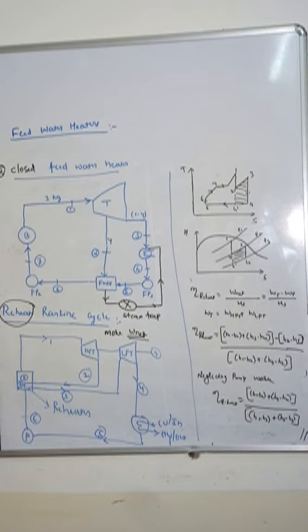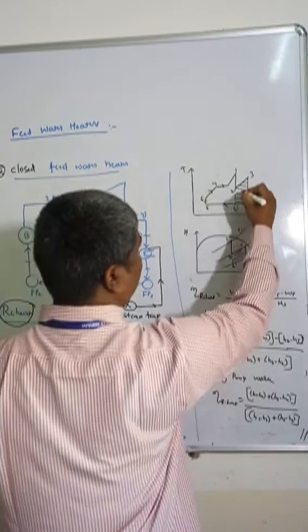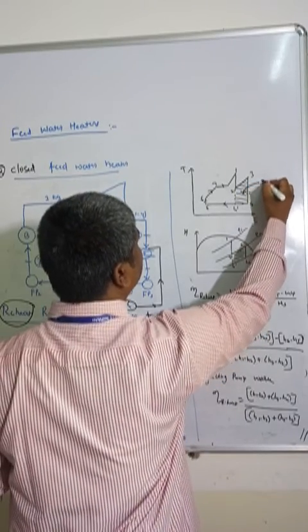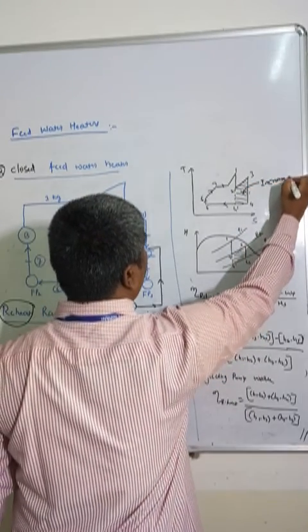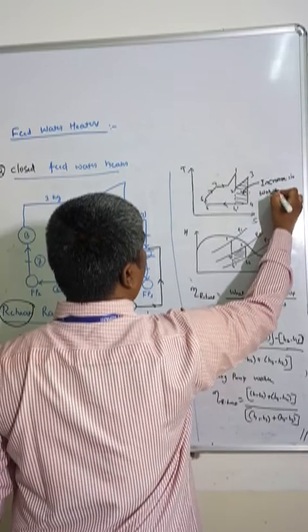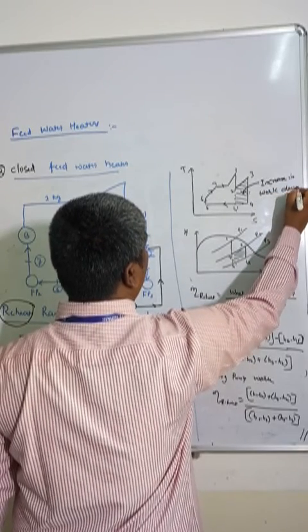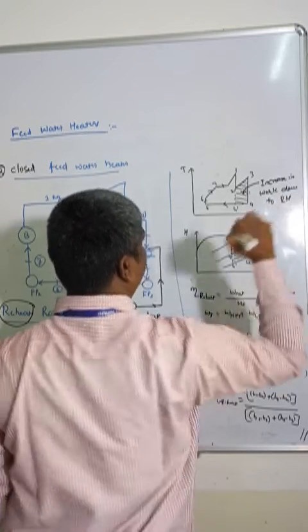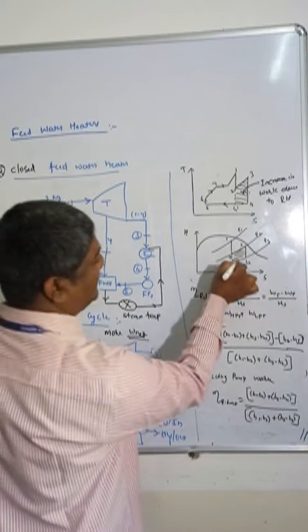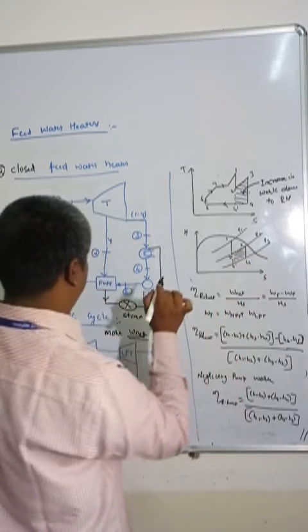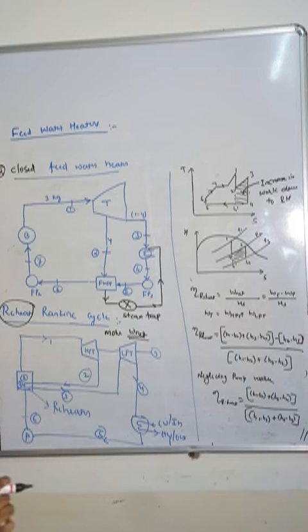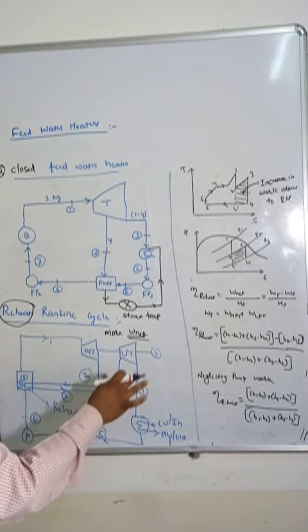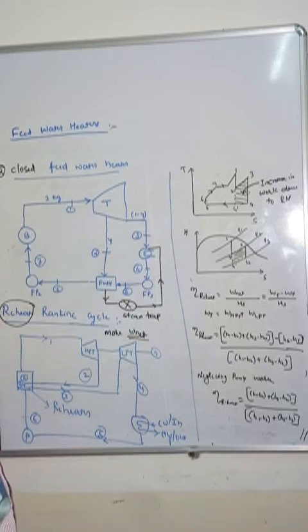Now this is the TS diagram and HS diagram. This is the increase in work due to reheating, whatever is dotted here, right? This is also shown in the HS diagram, 2 3 4 4 dash. 4 dash is the increase, 2 3 4 4 dash you will get through the graphs.